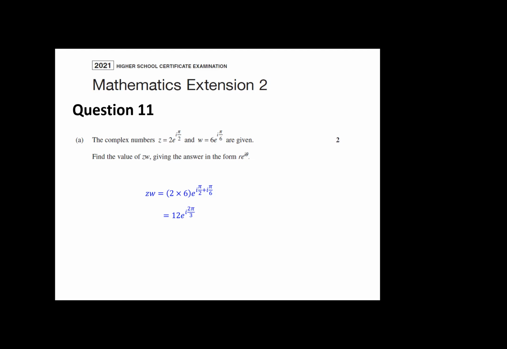So the two complex numbers, Z and W, were given to you, and the students were asked to find the product, ZW, and they had to give the answer in a particular form. There's the solution in front of us there. Two quick lines for 2 marks.